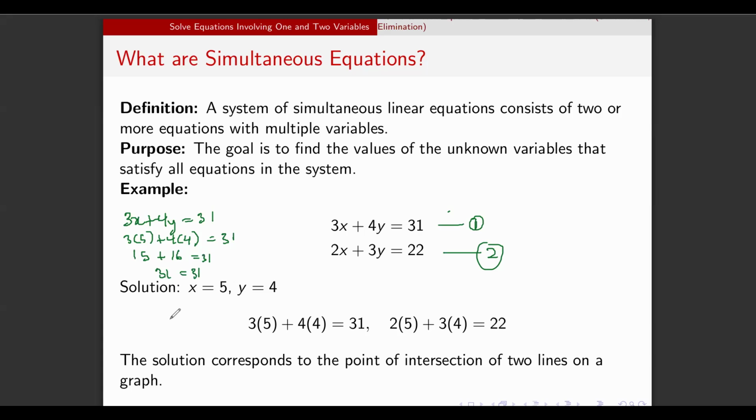So the fact that x is equal to 5 and y is equal to 4 satisfies equation 1. And then I assume it also satisfies equation 2. Therefore, the solution to this system of equations is that x equals 5, y equals 4. Now, I have just given you the solution. There is a way that you can solve for this x equals 5, y equals 4 when you are given such a system of equations. And that is what we want to look at at this point of the lecture.